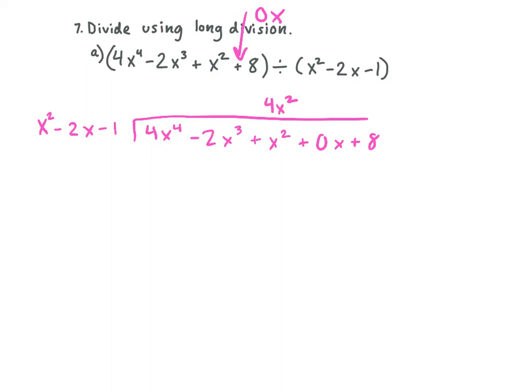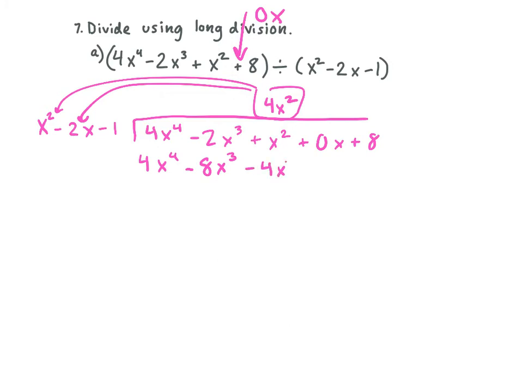Because now we're going to multiply everything up top times everything out front. So 4x squared times x squared would be 4x to the fourth, which is the goal. We want to get that same thing that we started with. And then 4x squared times negative 2x would be negative 8x cubed. And then 4x squared times negative 1 would be negative 4x squared.